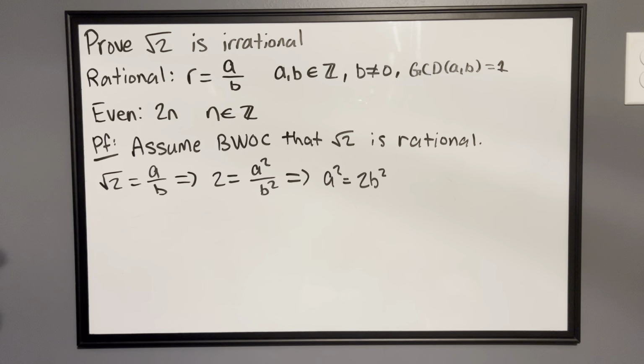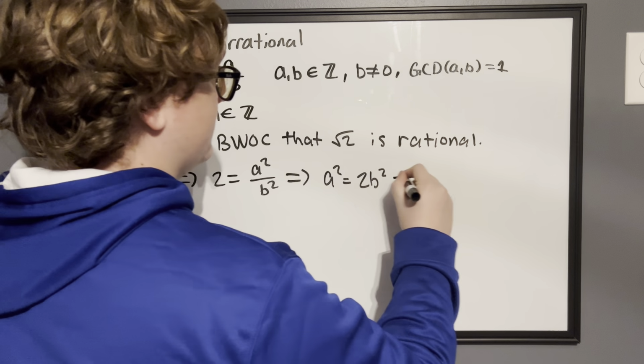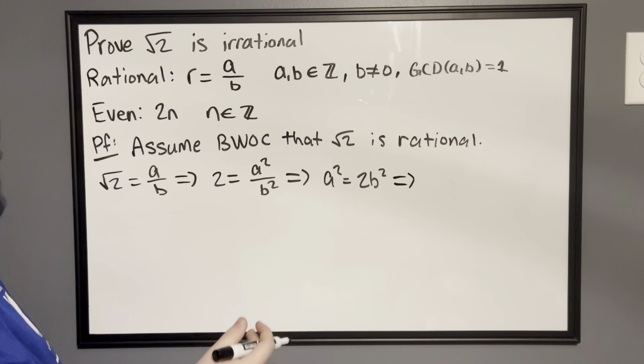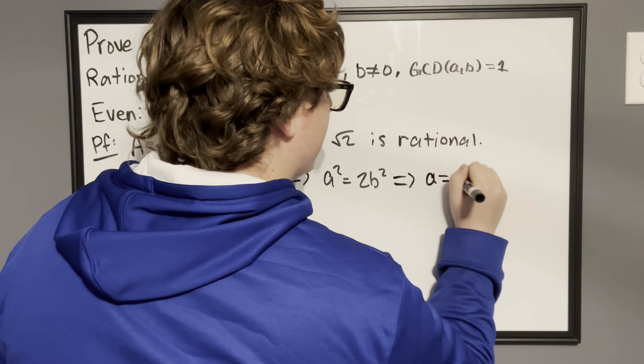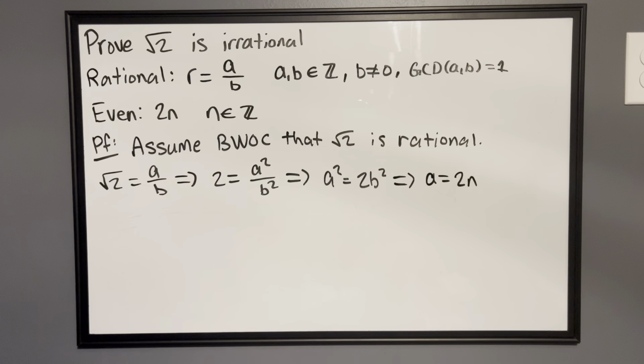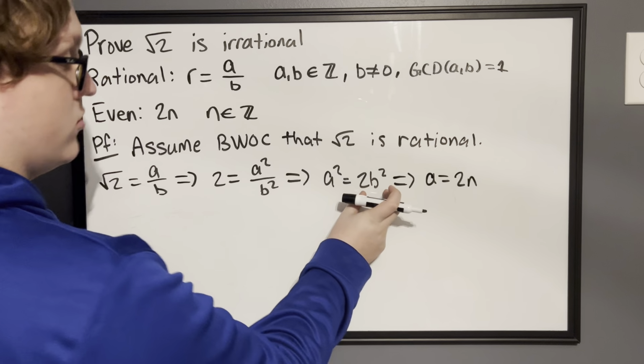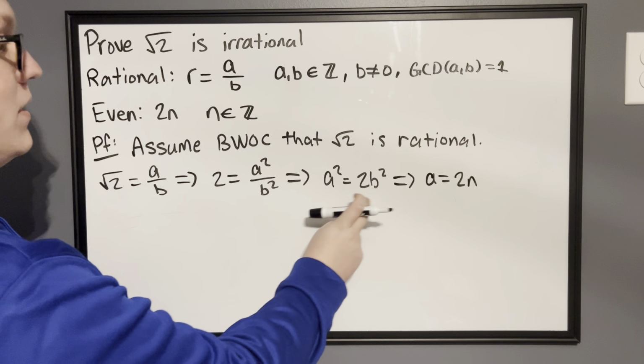And since a squared is even, a is also even. We can prove this, but we're not going to in this video. So a can be written as 2n. a is an even number because a squared is even. This right here is crucial. This is the definition of an even number, but in a different form.